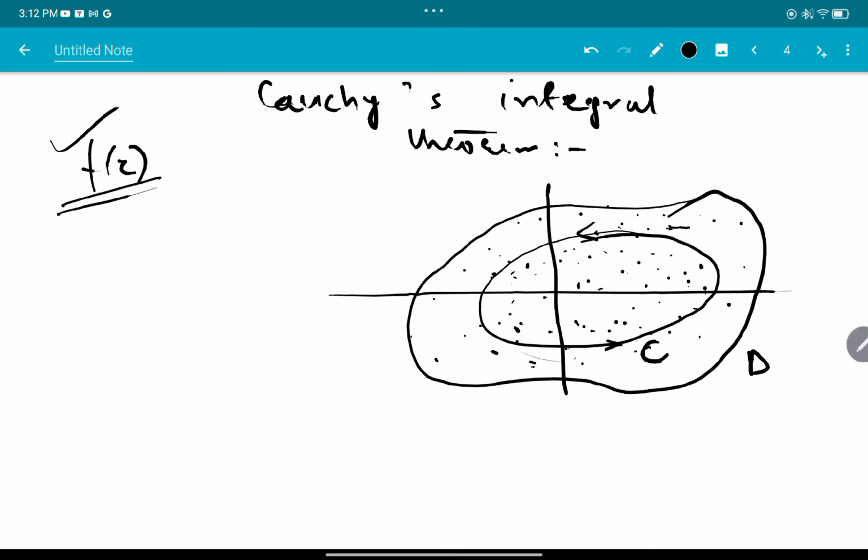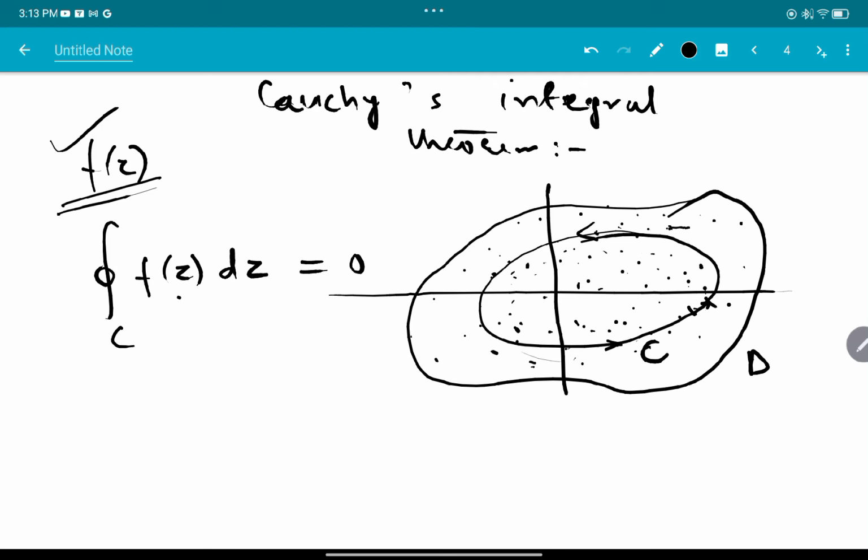Then, if that is the property of this f(z), Cauchy's integral theorem tells us that a loop integral, which simply means a closed line integral, of f(z) dz along this curve C is 0. A remarkable result. Really a remarkable result. If we fulfill certain conditions, then this will always be 0.